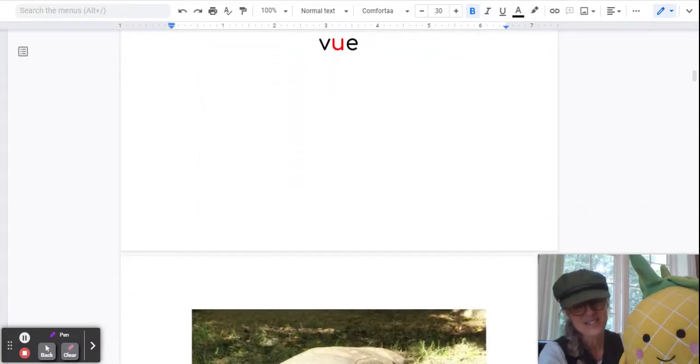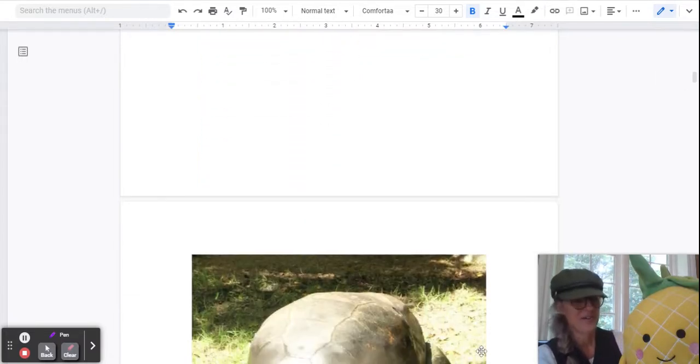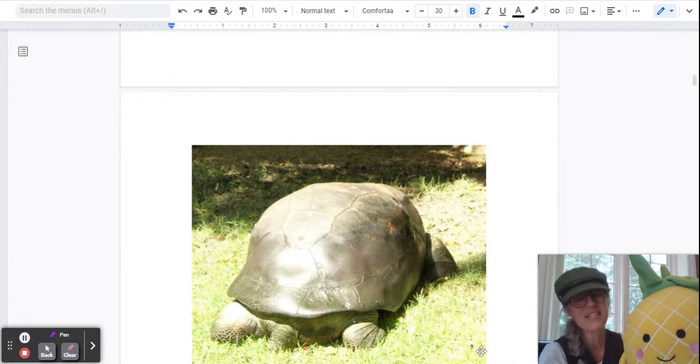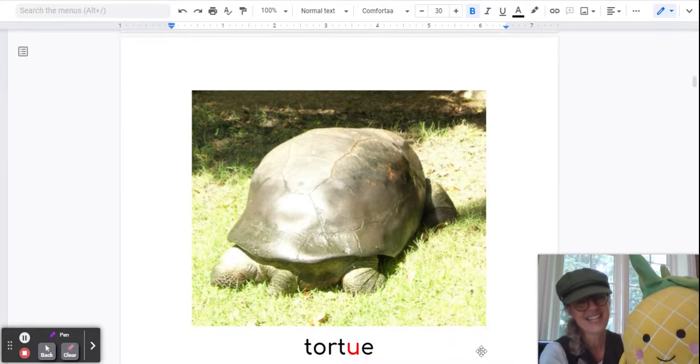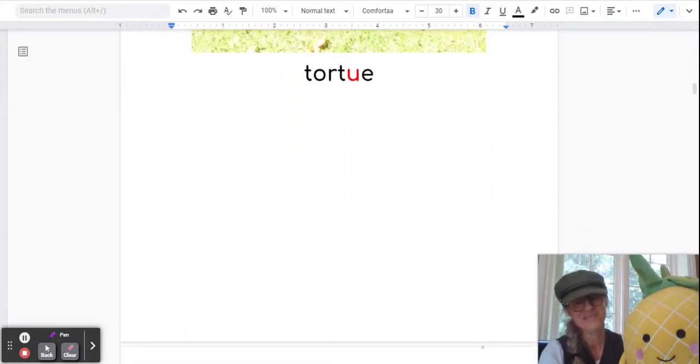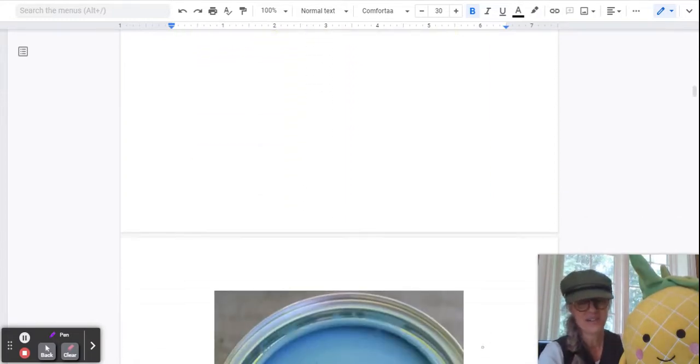Okay, what's our next word? Do the friends remember this word? It begins with the t, t, t sound. Qu'est-ce que c'est? If you said tortue, you are correct. Bravo. Tortue. C'est beau. What's our next word?